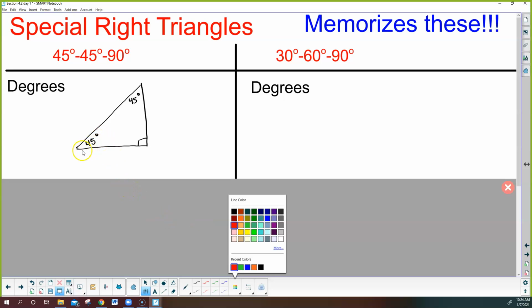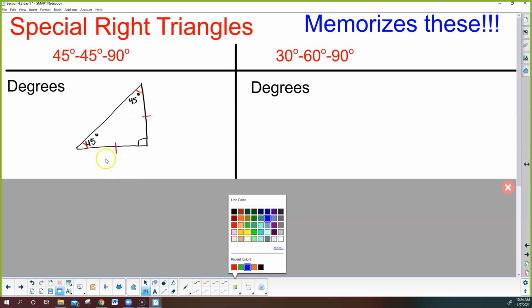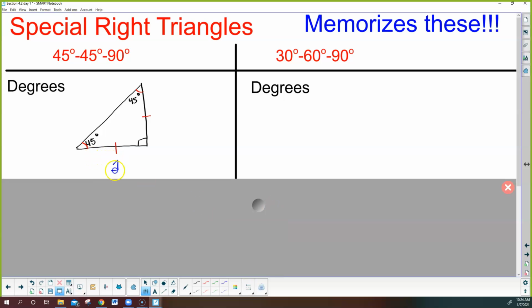All right, now, something from geometry: if the side lengths opposite the angles are congruent, those are base angles, that means that the side lengths are congruent. So in my mind, that's a really big piece to help me memorize this. This is an isosceles right triangle, and we are going to be basing things off of a side length of 1.